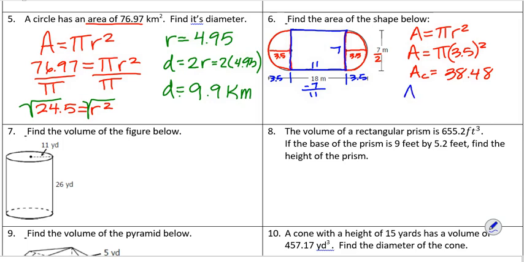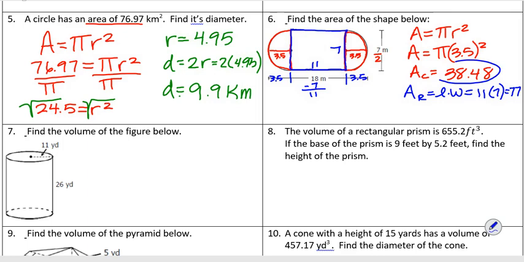So again, the area of the rectangle is equal to length times width, which is 11 times 7, which is 77. Then I'm just going to add these two values together. The area of the whole thing is equal to 38.48 plus 77, so that's equal to 115.48. And we're talking about meters squared again because it's area.